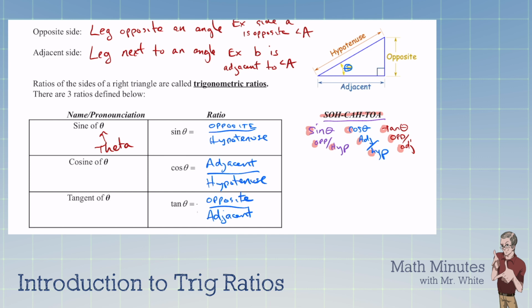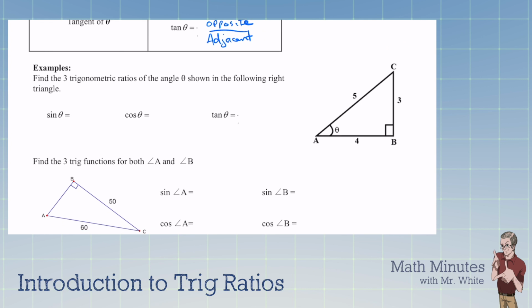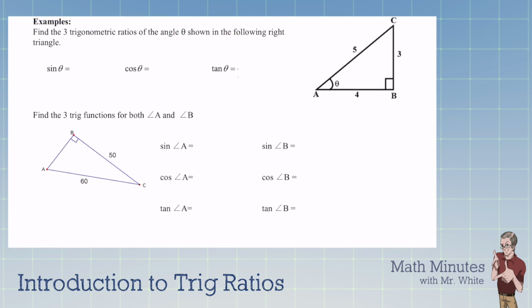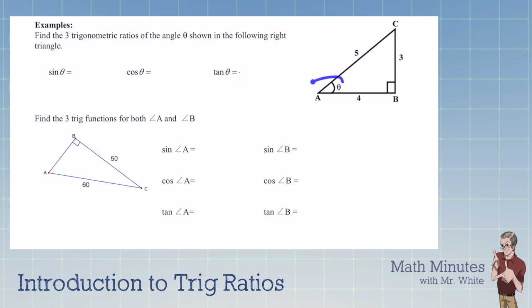All right, you ready to get to some actual numbers now, I imagine, now that we've got some of the definition out of the way. So examples here. Find 3 trig ratios of the angle theta, so theta's down here, folks, in the following right triangle. So we have to imagine that we are sitting down here, okay? We are sitting at theta, and sine is, do you remember which one it is? Sine is opposite over hypotenuse.